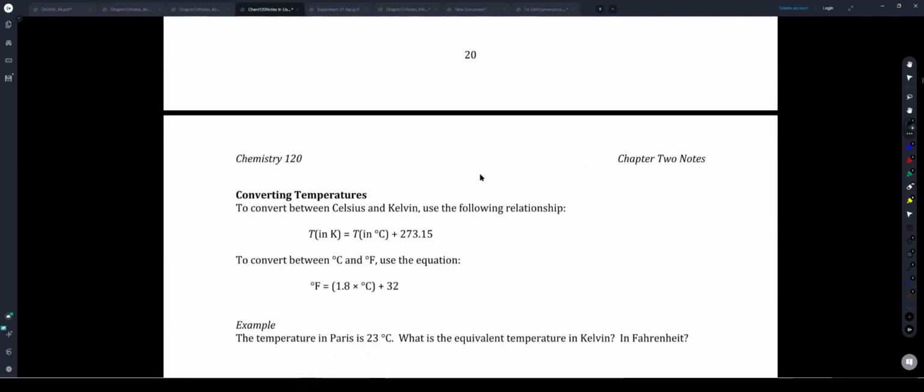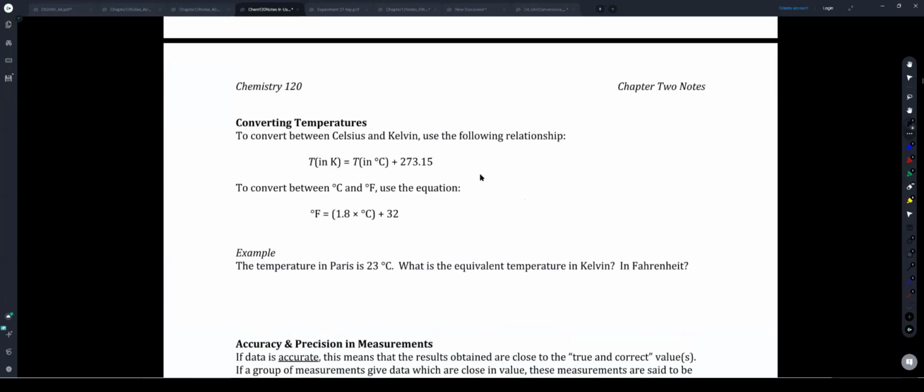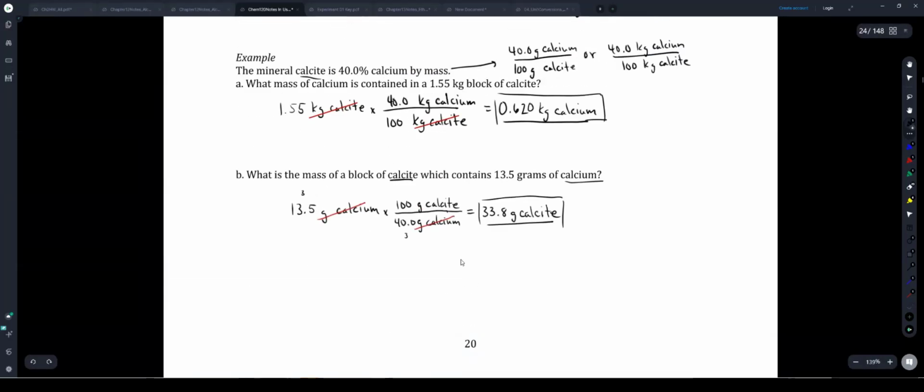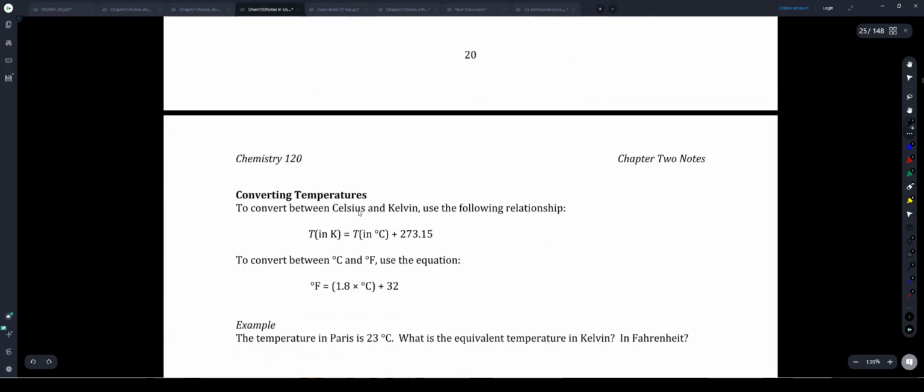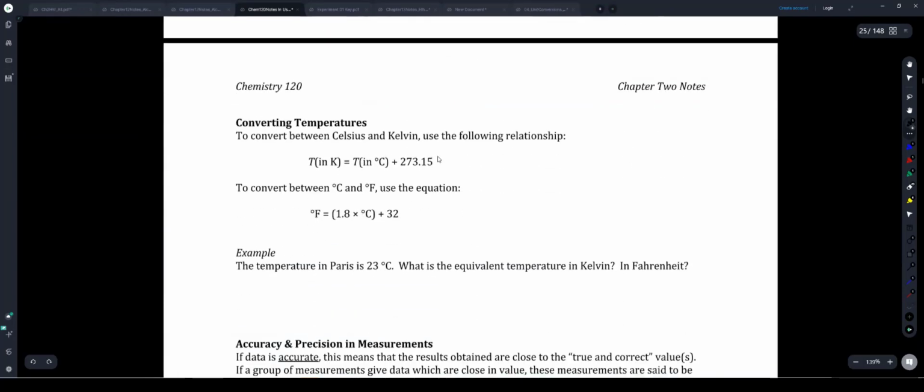Okay, converting temperatures is not going to be a really big deal for right now, so I'm not going to spend a lot of time on that. The difference between converting temperatures and all these other conversions is that everything up here is multiplication. Temperatures tend to be done by additions.